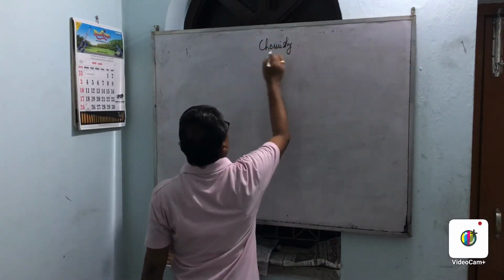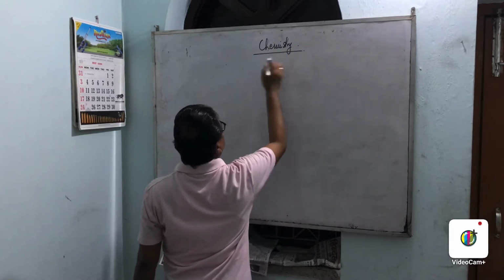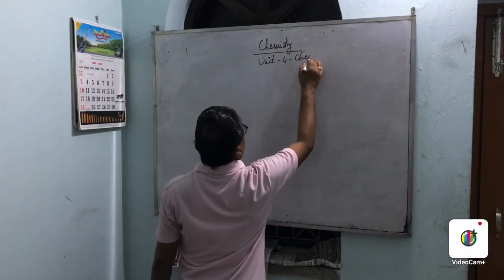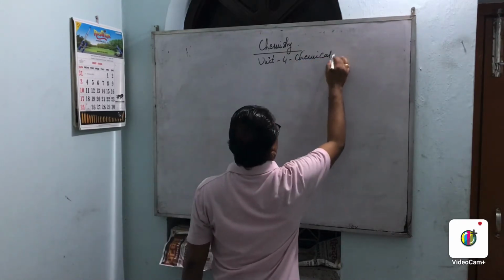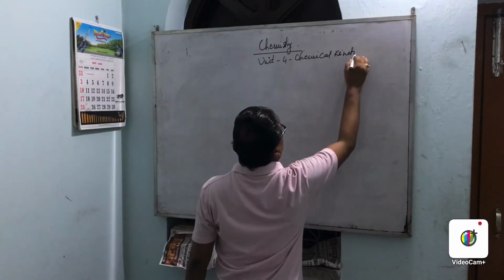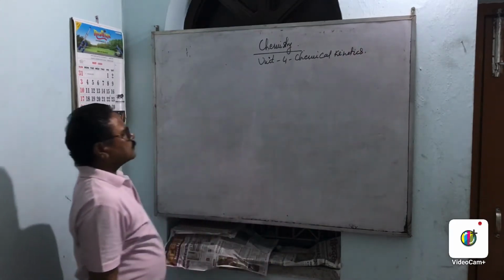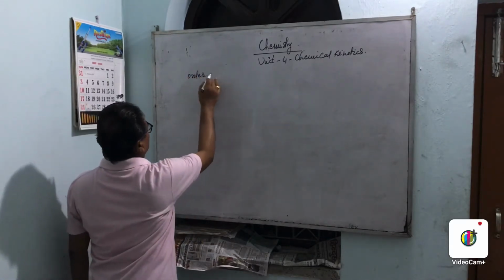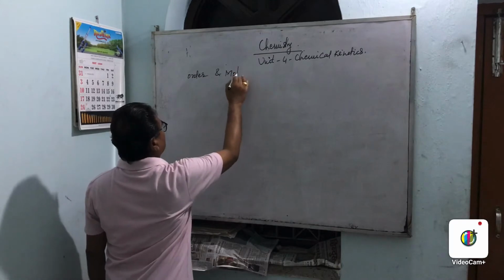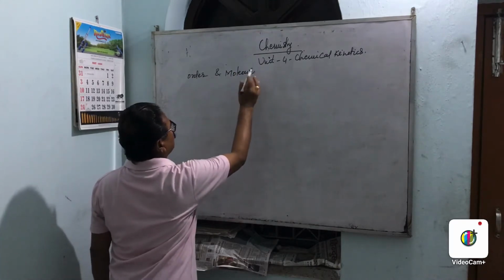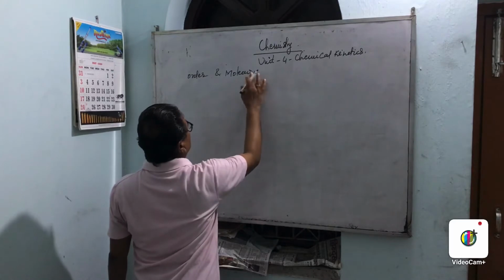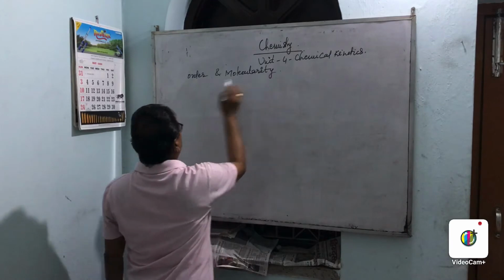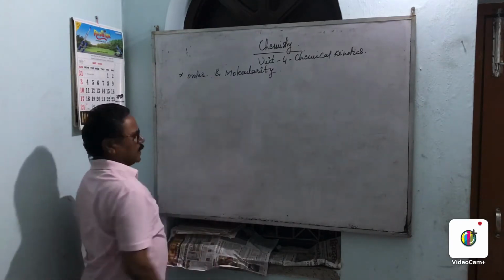about how to solve the numericals. Chemistry, unit 4, chemical kinetics. So, what is the order and molecularity? This is first I will tell. So, first point is what is the order and the molecularity.